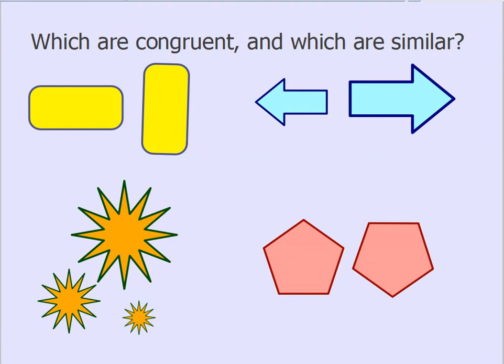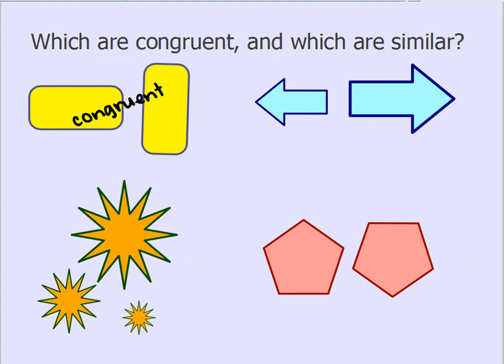Now, one of your responsibilities taking away from this video is you need to know the difference between congruent and similar. So let's take a look at these shapes really quickly. Let's start with the yellow rectangles. Are they congruent or similar? Those are congruent. They're exactly the same shape, same size, just one's been rotated.